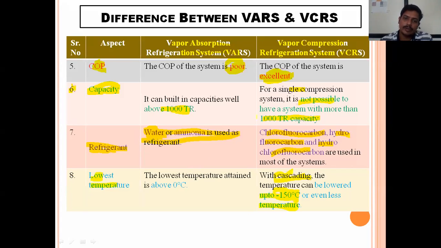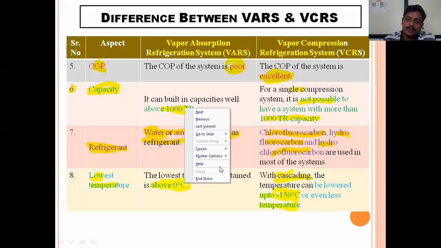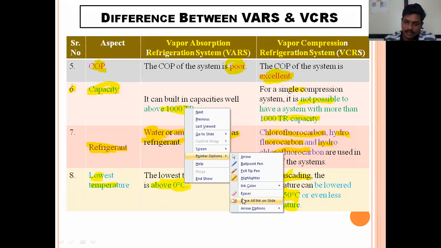But as we have mentioned, the application of vapor absorption refrigeration system: it is mainly used in case of air conditioning plant. So the minimum temperature or the lowest temperature which we can attain or achieve is above 0 degrees centigrade in case of vapor absorption refrigeration system. So this is the basic difference between vapor compression refrigeration system and vapor absorption refrigeration system.